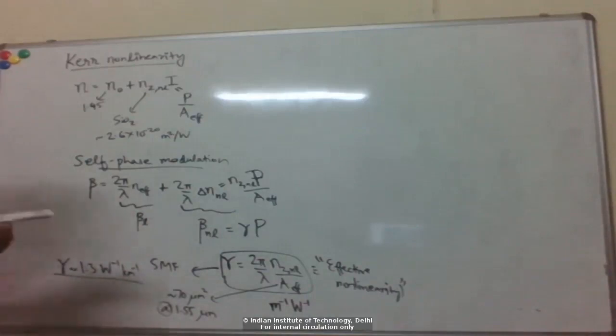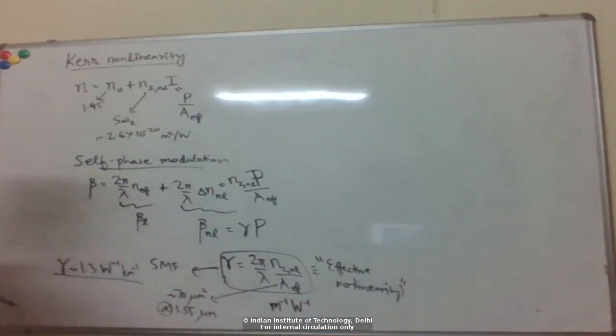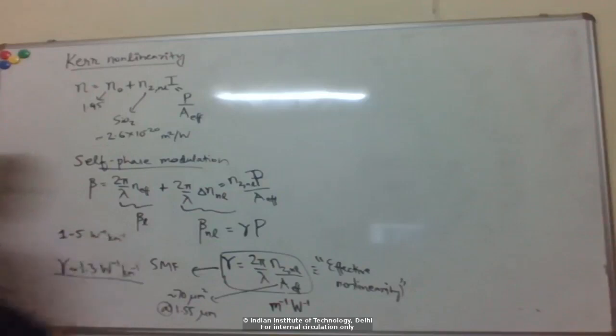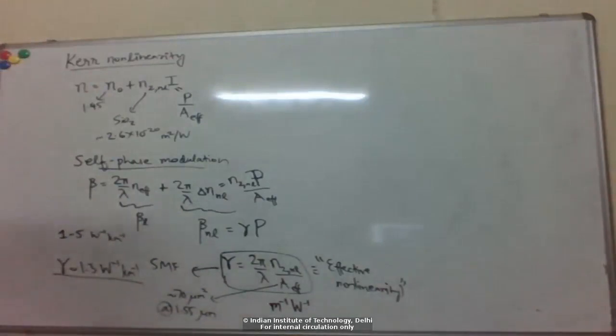So, typically for most silica-based optical fibers, this lies between 1 and 5, like the conventional step index fibers. There are some variations, depending on what your application is.